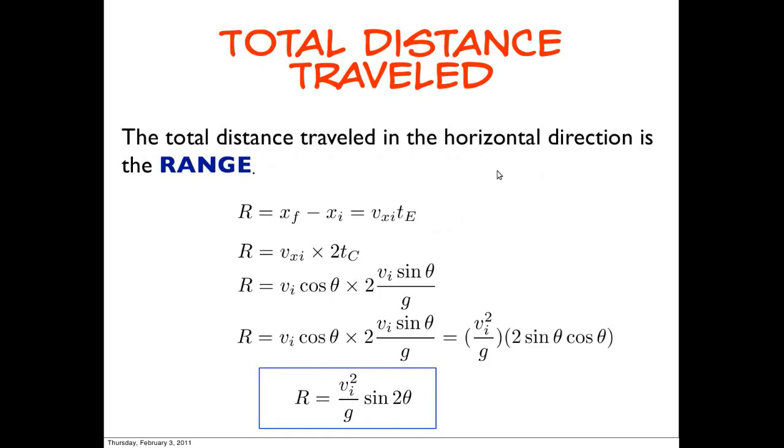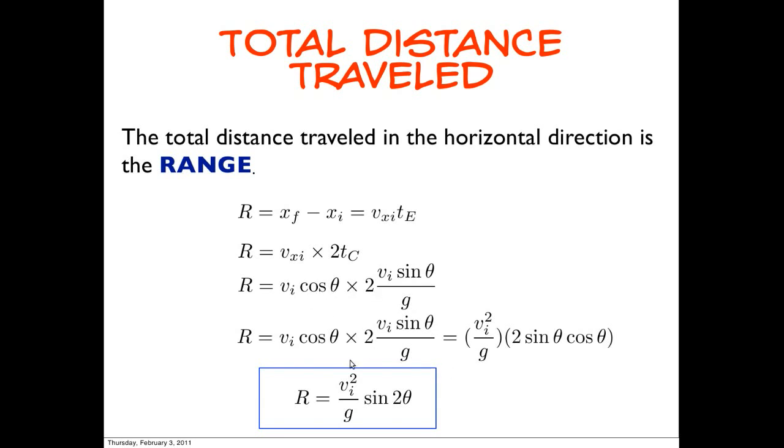Now let's focus on the x direction. The total distance traveled in the horizontal direction is called the range. The range is equal to x final minus x initial, which is just equal to the initial velocity in the x direction times the time traveled, t_E. So if we substitute in for t_E our expression from the previous page, what we find is that the range is equal to v_i cosine theta, which is just an expression for the initial velocity in the x direction, times 2 v_i sine theta divided by g.